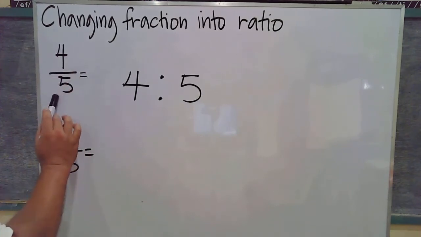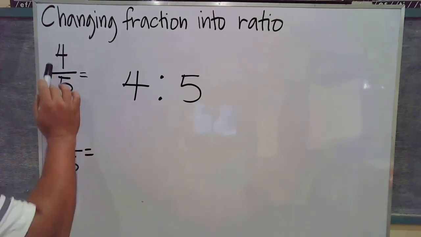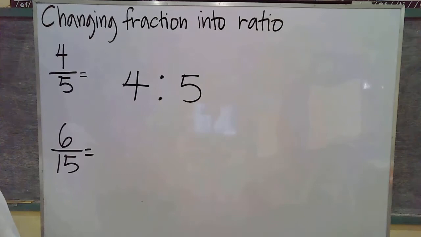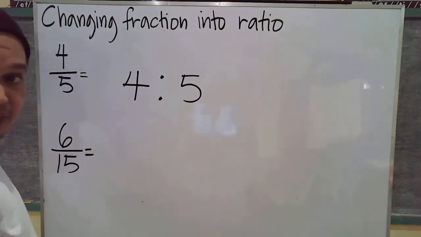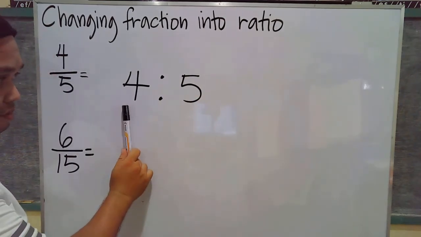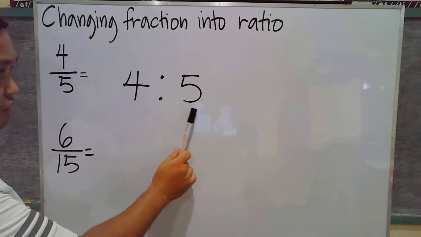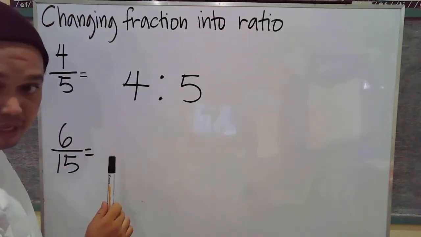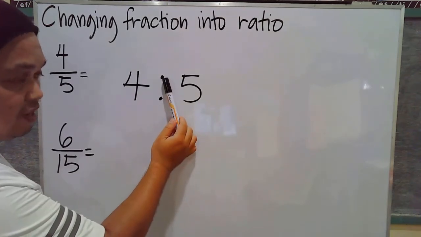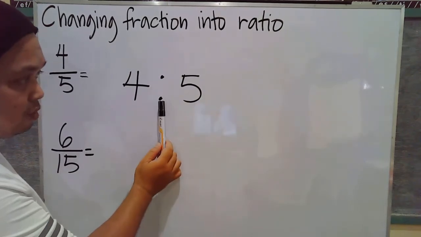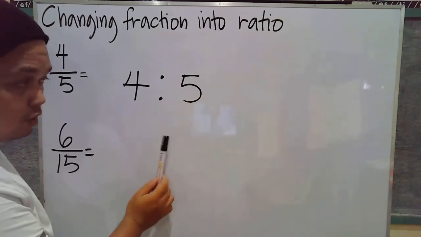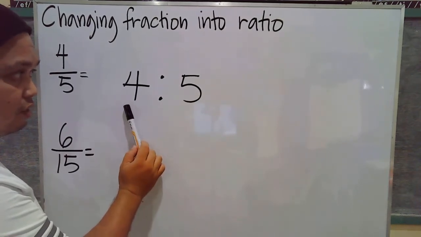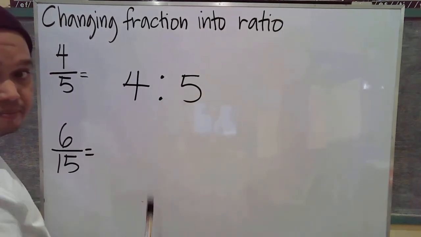4 over 5. To change this fraction into a ratio, just arrange them horizontally, copying the numerator and the denominator, changing the fractional bar into a ratio. The point above here is read as "is", the point below here is read as "to". So if we're going to read this, 4 is to 5.